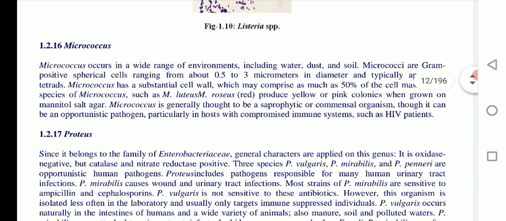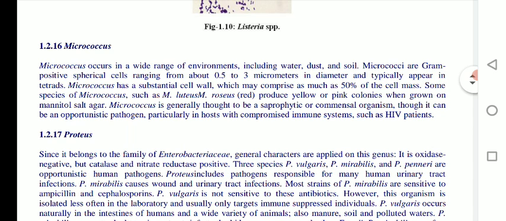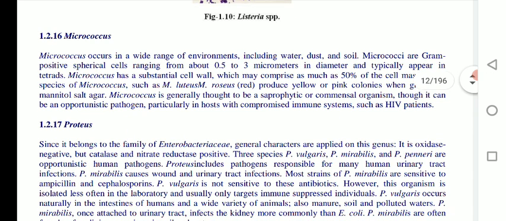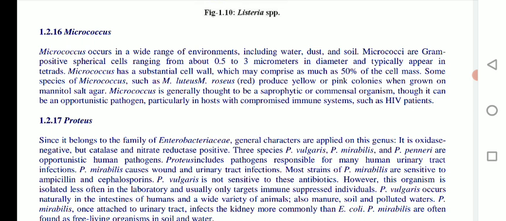Micrococcus occurs in a wide range of environments including water, dust and soil. Micrococci are gram-positive spherical cells ranging from about 0.5 to 3 micrometers in diameter and typically appear in tetrads. Micrococcus has a substantial cell wall which may comprise as much as 50% of cell mass. Some species of Micrococcus, such as Micrococcus luteus and Micrococcus roseus, which is red in color, produce yellow or pink colonies when grown on mannitol salt agar.